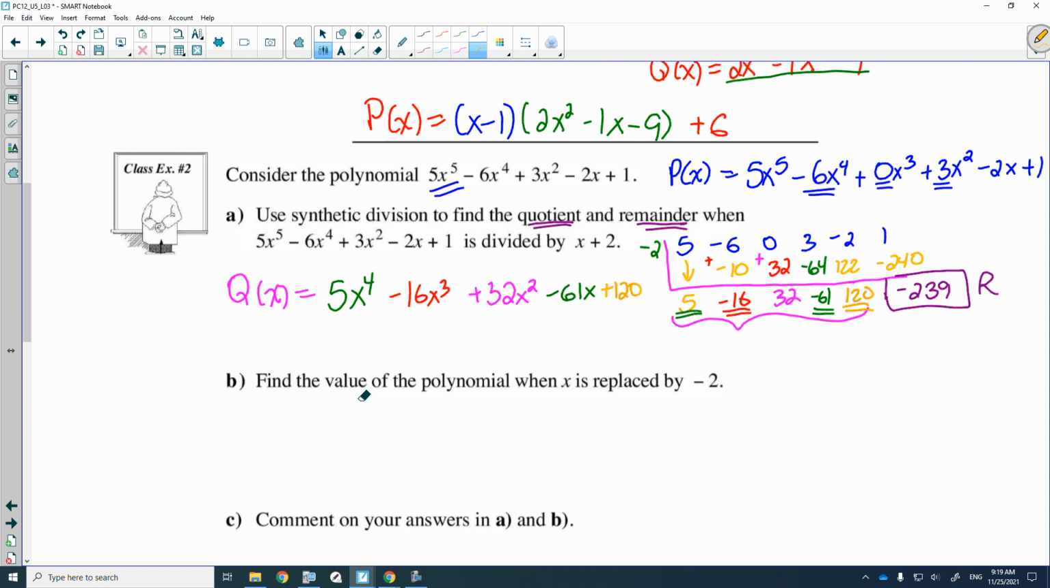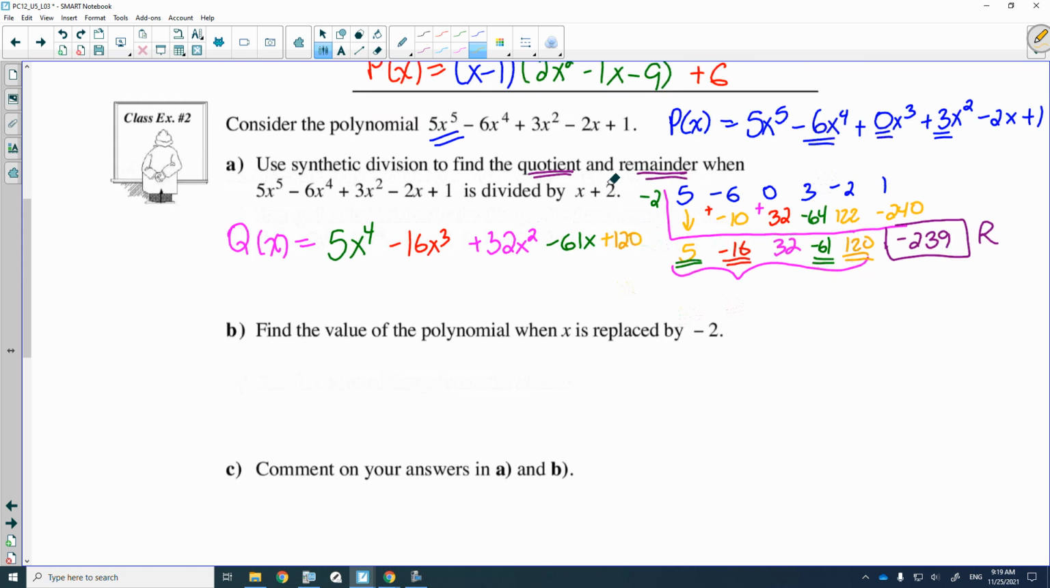Now it says, find the value of the polynomial when x is replaced by negative 2. So what we're going to do is write down our original polynomial. Our original polynomial is p of x is equal to 5x to the 5 minus 6x to the 4 plus 3x squared minus 2x plus 1. What they want us to do is find what p of x would be when I substitute in p of negative 2. So p of negative 2.